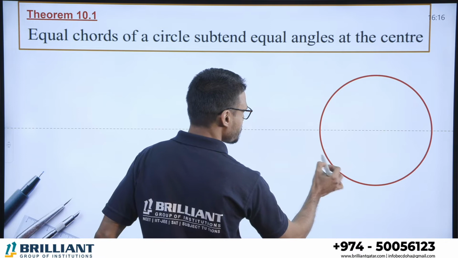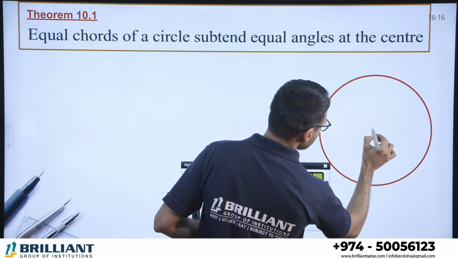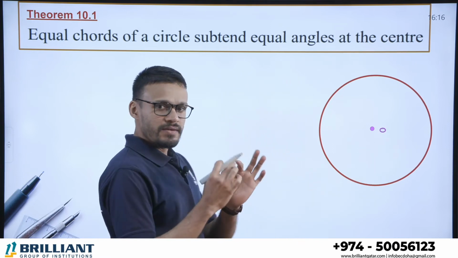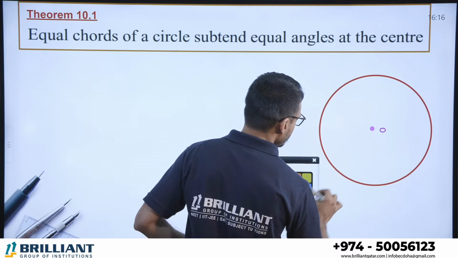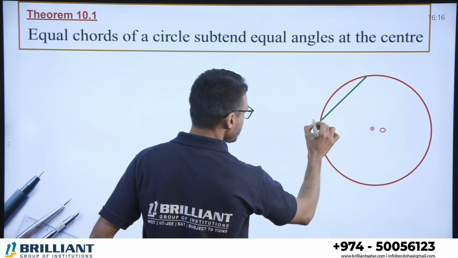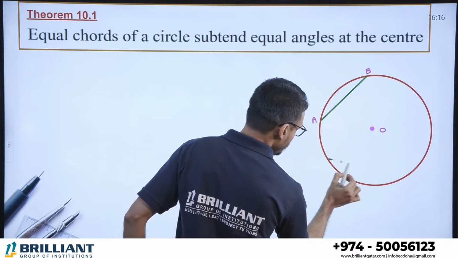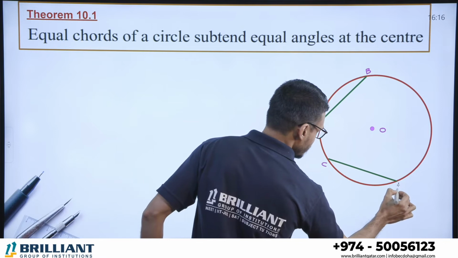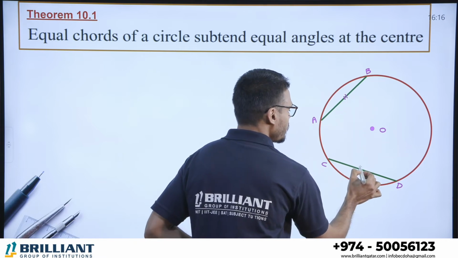So this is our circle. Where is the center of the circle? Yes, here, that is the center of the circle. We have two chords which are equal. What is the name of our chord? AB is the first chord. We can name another chord here. That is CD. AB and CD are equal chords. That is given: AB equal to CD.